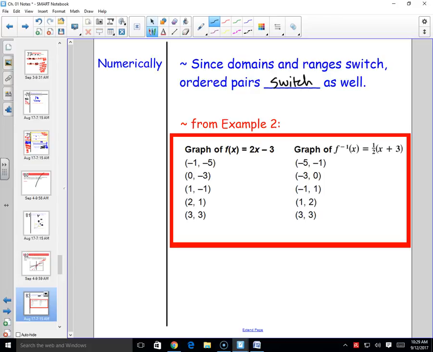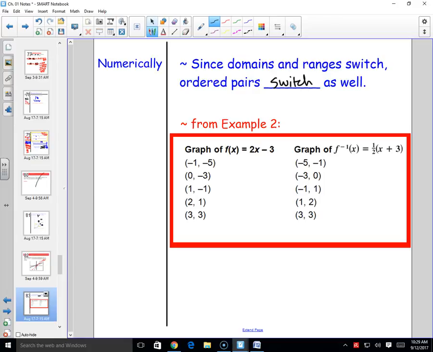What do you notice about just a few of the points? I just pulled out a few of the points. What do you notice about their points, guys? Yeah. So if you have -1, -5 on one, you can have -5, -1 on the other. If this one has a y-intercept at 0, -3, this one's going to have an x-intercept at -3, 0. It's easy for our brains to be like, flip it, flip it. No big deal. Switch the x's and y's. It's harder when we get to a graph to actually work with it, but it's not too bad of a concept.